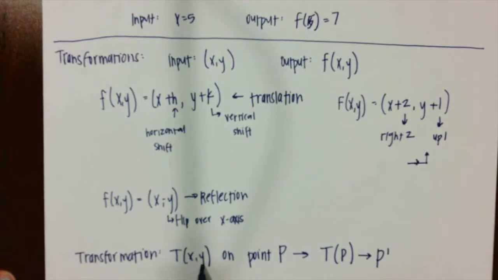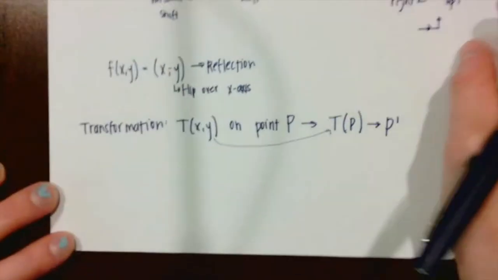So whatever T of P ends up equaling, we'll call that P prime because that is the image. We go from the pre-image to the image. P is the pre-image. We plug the pre-image into our notation, which is how we get T of P. And then our pre-image gives us our image P prime. Let's apply this to an example. This notation is kind of funky, and it takes a few examples to really get used to it.